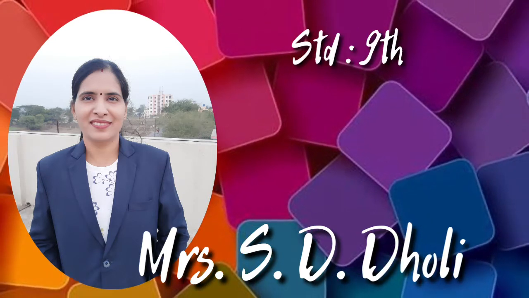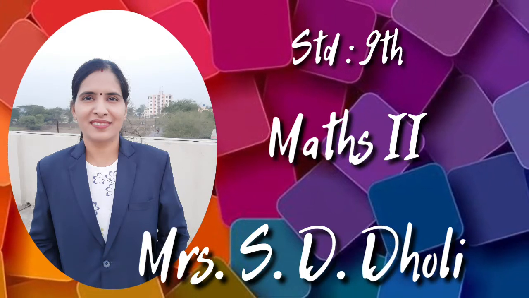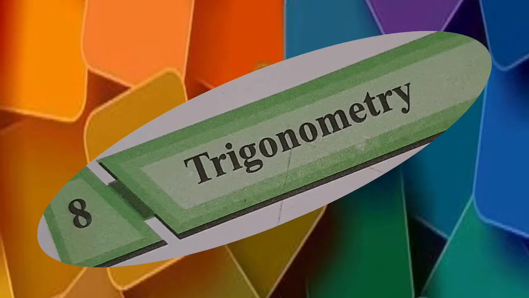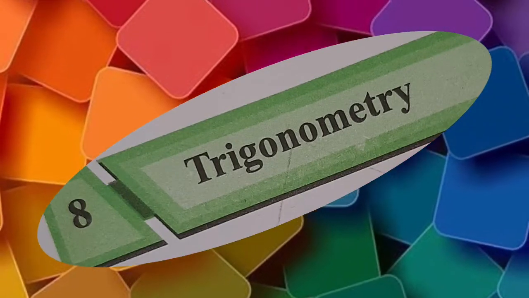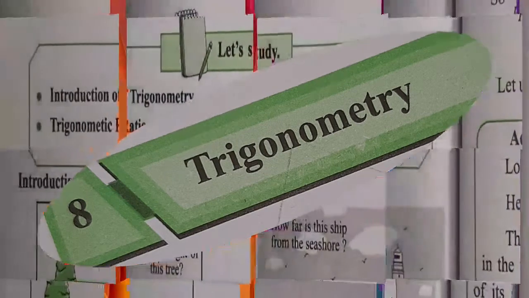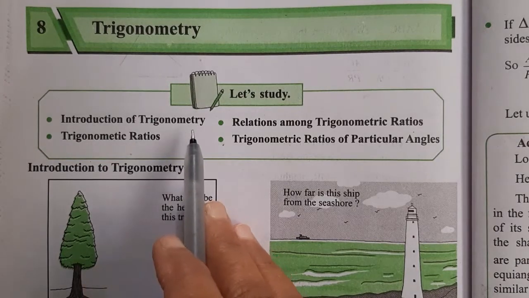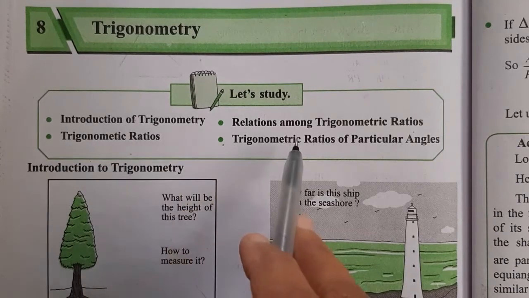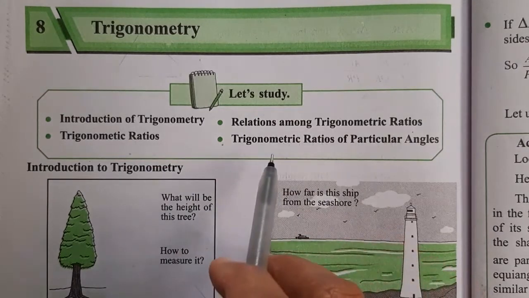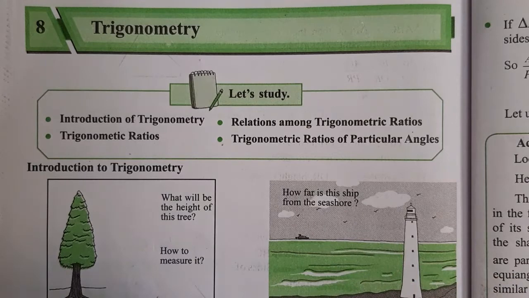I am here for Standard 9 Mathematics Part 2, and today I am going to explain the next topic, that is trigonometry. Let's start. Today I am going to explain the new topic, that is trigonometry. In this topic we have to learn introduction of trigonometry, then trigonometric ratio, relation among the trigonometric ratio of particular angles. Now first of all we will discuss the introduction to trigonometry.